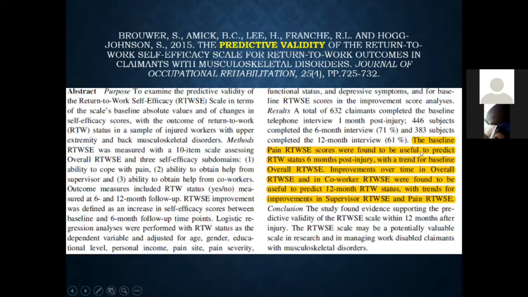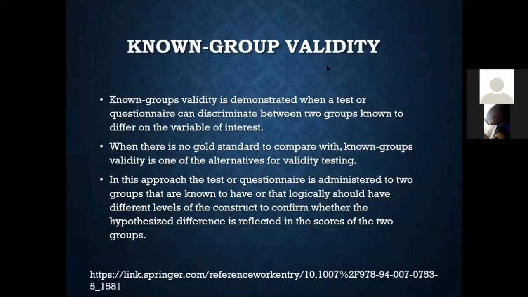The baseline pain, what is this? RTWSE, return to work self-efficacy scale. Scores were found to be useful to predict return to work status 6 months post-injury. This is from my field, return to work. So RTWSE can predict return to work, whether the patient can return to work after injury or not. So that is predictive validity. So we finish with criterion related validity.